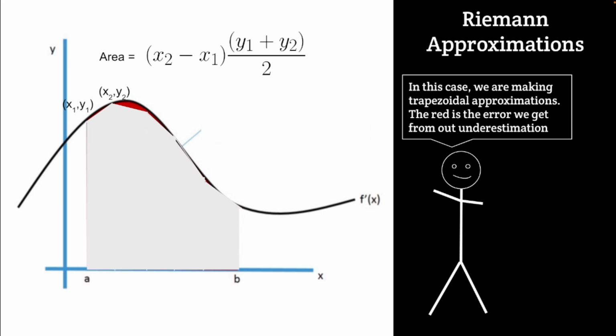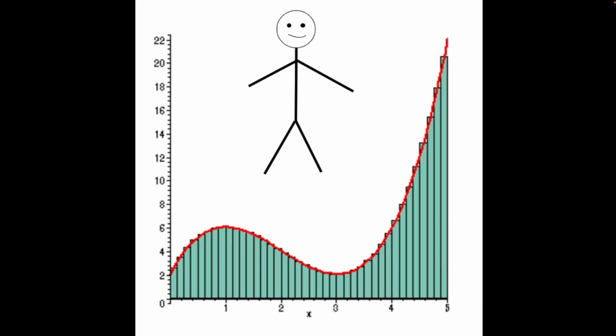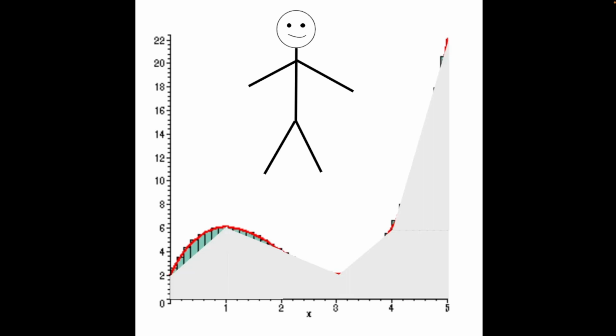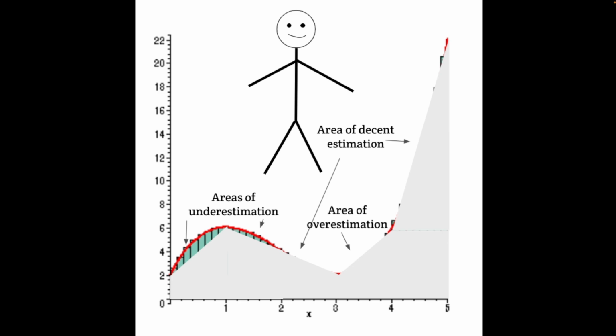If we decrease our intervals, our trapezoidal approximations with the graph become better. For example, compare the original approximation of step 1 to a new approximation of step 0.125. In general, we want all areas to be estimated decently, with no specific area having severe under or overestimations.